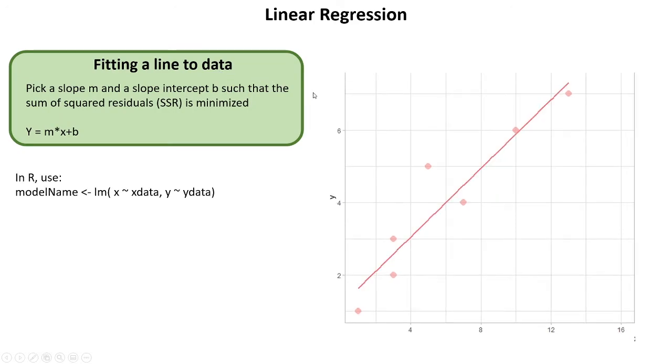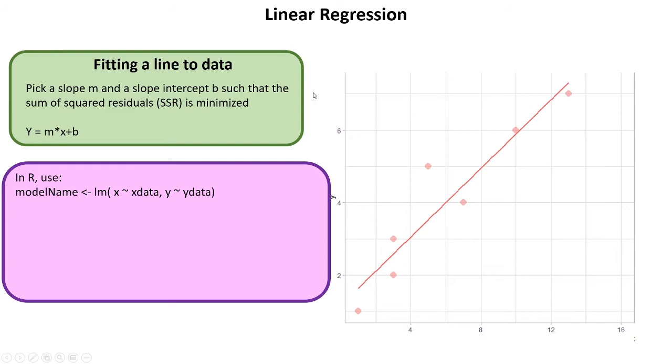So if we have our data here, we can fit a line to that data using the LM function in R. So LM, open paren, y as a function of x, your y data and your x data, and that'll give you a model. And the way that this line in R gets fit is by minimizing the sum of the squared residuals. I'm showing you in green here all of the residuals. The residuals are the distance from the fitted line to the points. And if you square those, you have the squared residuals.